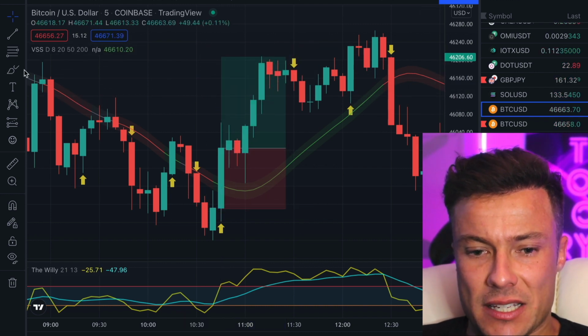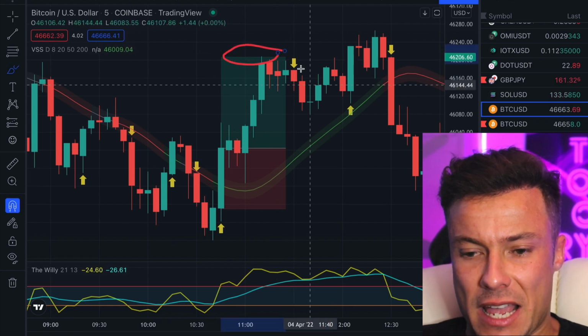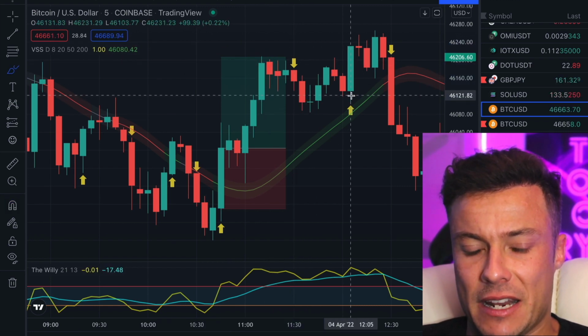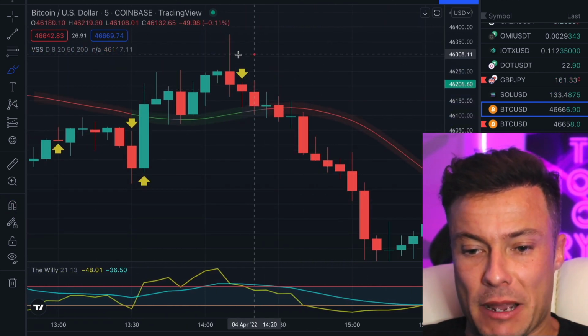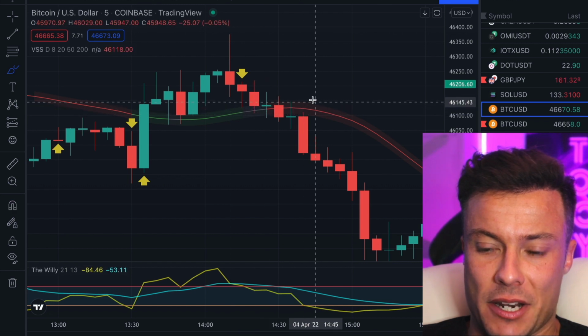And as you can see, guys, pretty much perfectly, we would have touched it there. Even if we didn't, we came back down, we would have then hit it again here. Multiple times, this is going to work. Here's a bad one, guys. You get a signal for a sell, but we've got the green line underneath, so we're not going to take it.